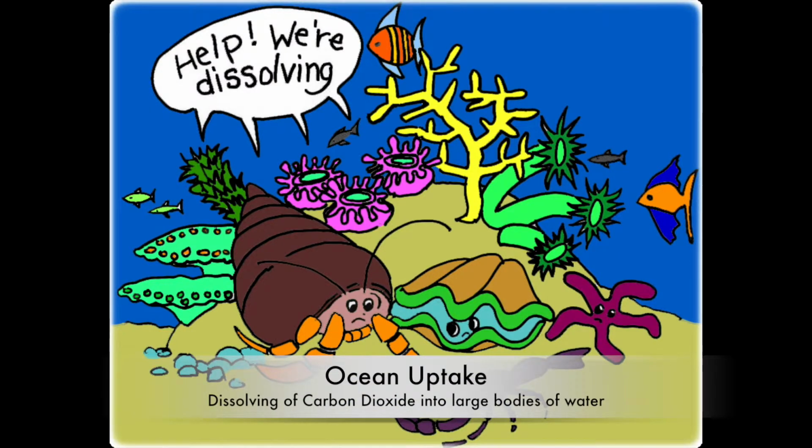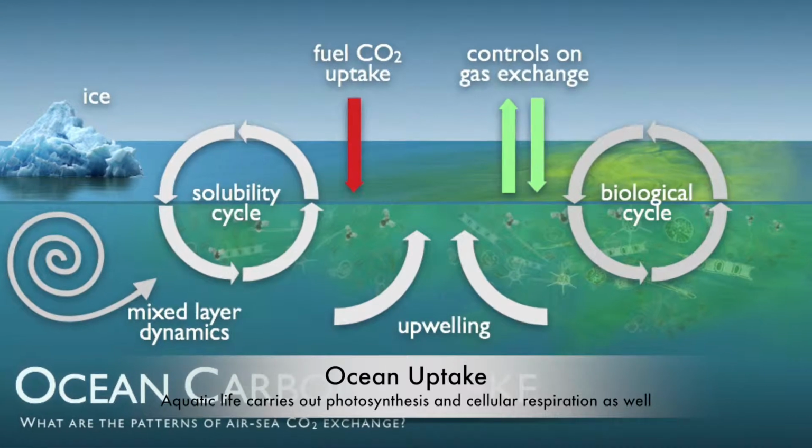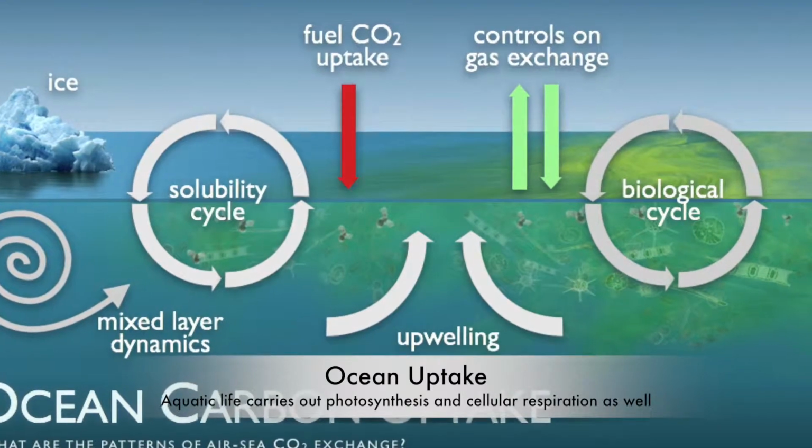Ocean uptake is the last step of the carbon cycle that we will discuss in this video. This is the process in which carbon dioxide dissolves into the oceans or other large bodies of water, causing their pHs to decrease and the aquatic life to suffer the consequences. Also included in ocean uptake are processes such as photosynthesis and cellular respiration, which are carried out by various aquatic life.